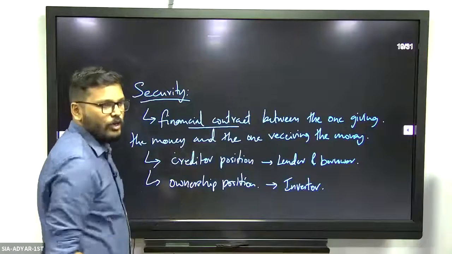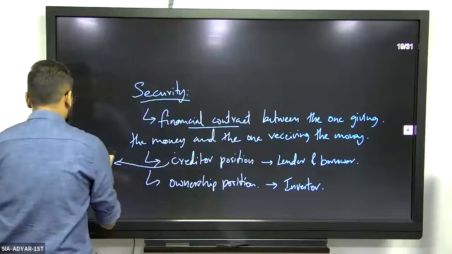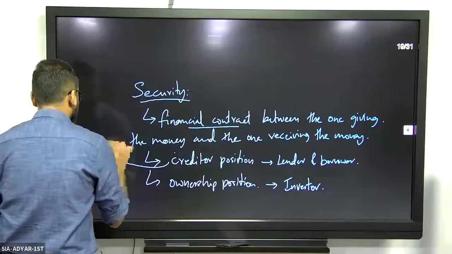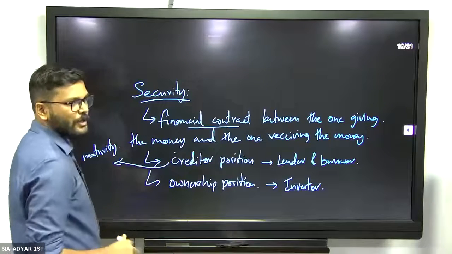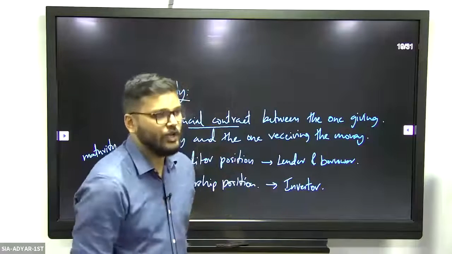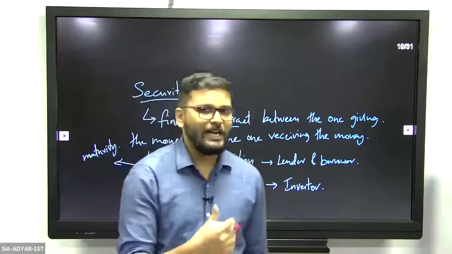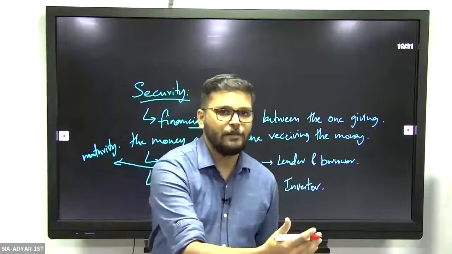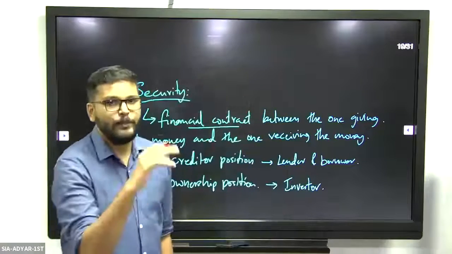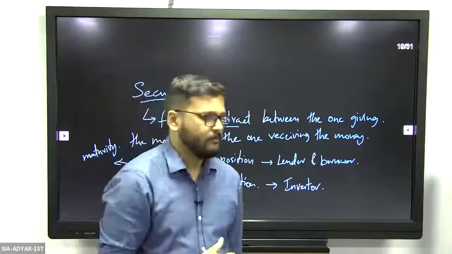Whenever you are talking about a creditor position, there is a maturity associated with it. You give money, but you give it for a certain duration of time. That is called maturity. You are lending money for a duration of time, and after that period, it will be given back. The N in PNR.